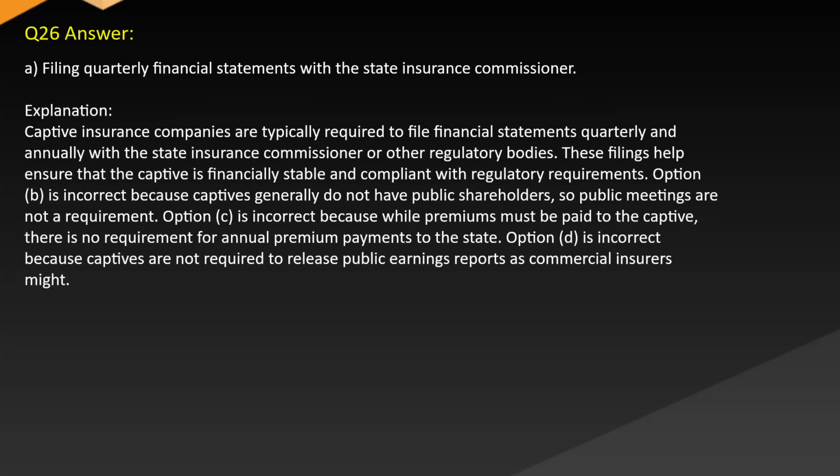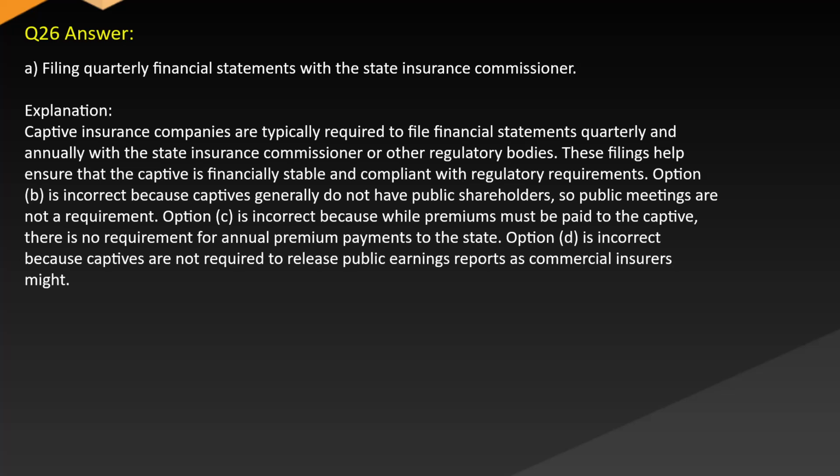Answer A. Filing quarterly financial statements with the State Insurance Commissioner. Explanation: captive insurance companies are typically required to file financial statements quarterly and annually with the State Insurance Commissioner or other regulatory bodies. These filings help ensure that the captive is financially stable and compliant with regulatory requirements. Option B is incorrect because captives generally do not have public shareholders, so public meetings are not a requirement.